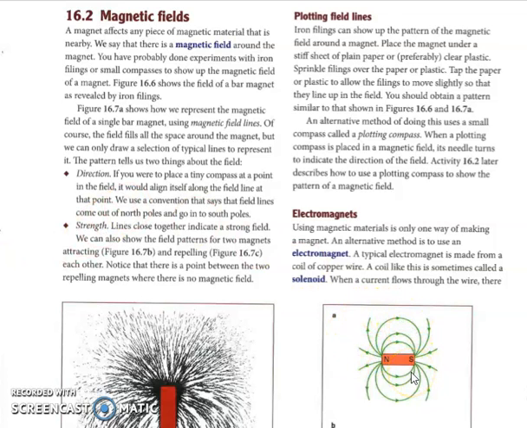This is a convention. We cannot see it, but the compass is pointing like that. That is, it is moving from north to south. The second thing is strength. The lines close together indicate a strong field.